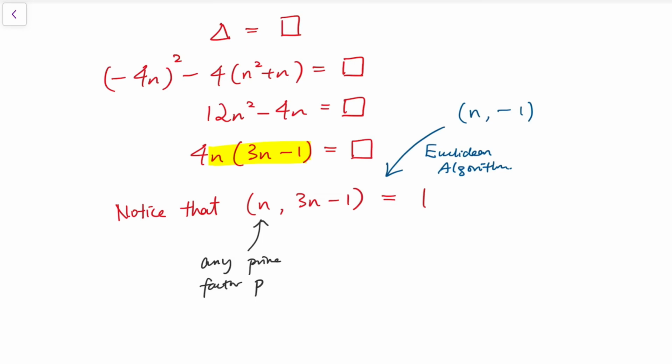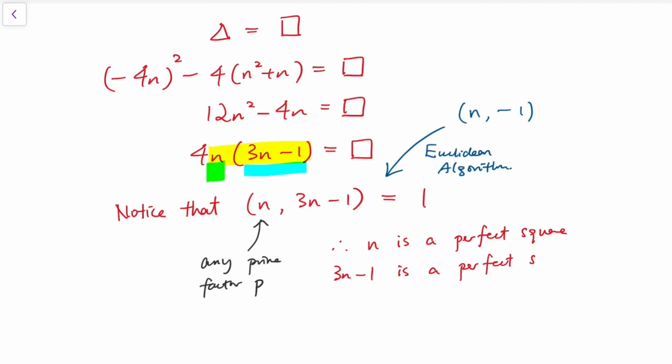Now this fact implies that we don't simply have n times (3n minus 1) being a perfect square, but each of them, n and 3n minus 1, are each perfect squares. So therefore, n is a perfect square, and more importantly, 3n minus 1 is a perfect square.